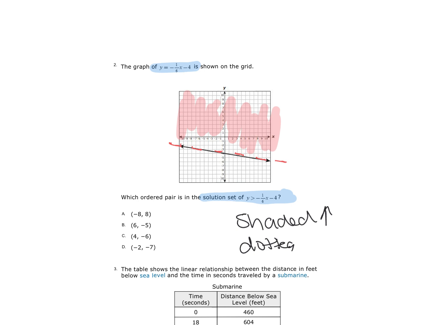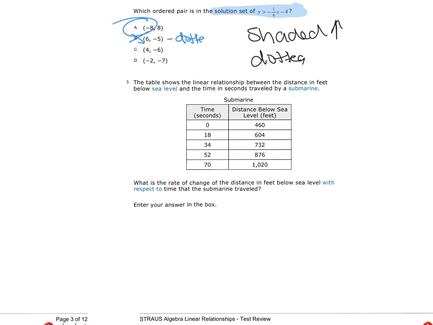Okay, now some of you chose this one right here, this B, but look where B lies. B lies on the dotted line. Okay, it cannot lie on the dotted line, so this is not it. Okay, the only one that's going to be in the shaded area is A. Let's look at number 3.